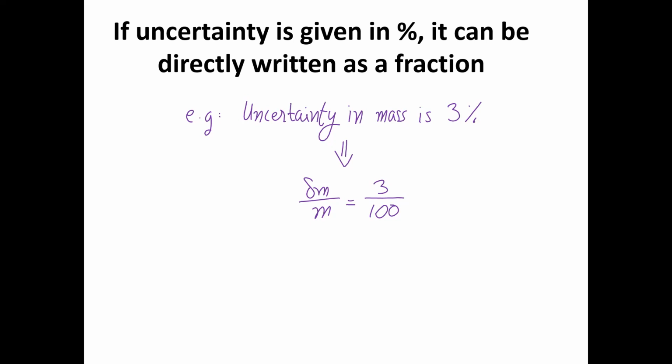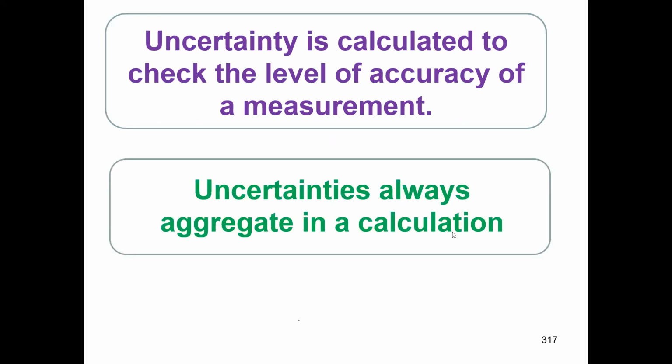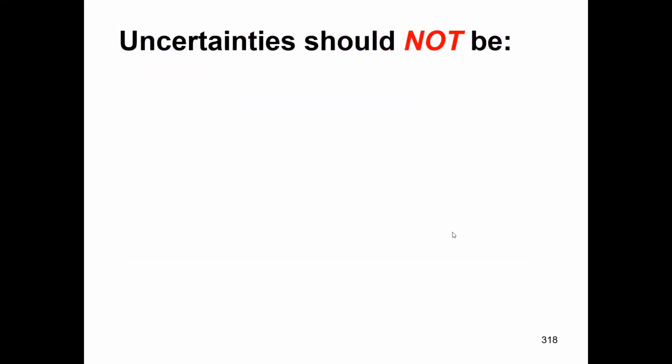Let me know once you have copied it. Done, sir. So this is our first concept for today. Uncertainty is actually calculated to use the level of accuracy. We discussed this concept in our last class, that uncertainty always aggregates, always sums up. It means that in every successive calculation, uncertainty never decreases, it always increases.